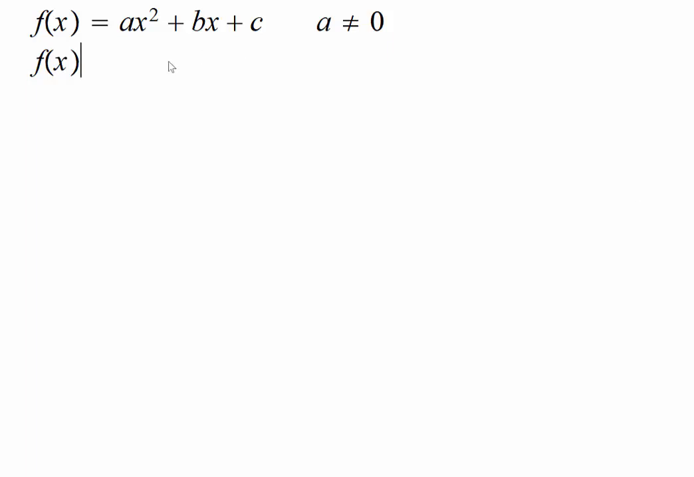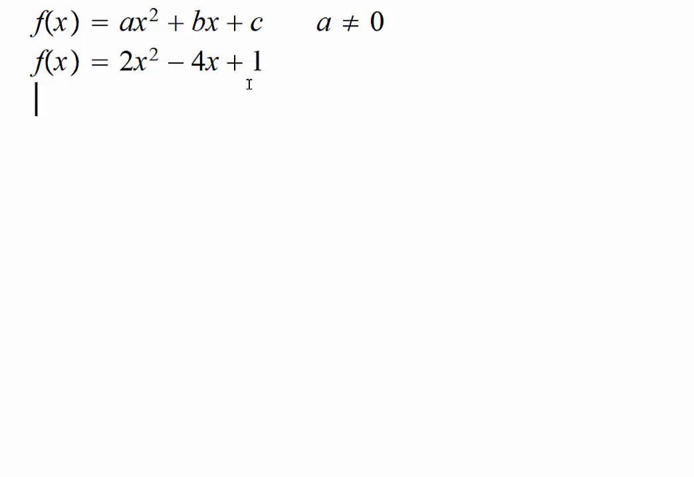So let us study quadratic functions. Quadratic functions are functions that are defined by a polynomial of degree 2, or an expression looking like this. And here a is not equal to 0, otherwise it wouldn't be a quadratic function. As an example, we take up this function: 2x squared minus 4x plus 1.